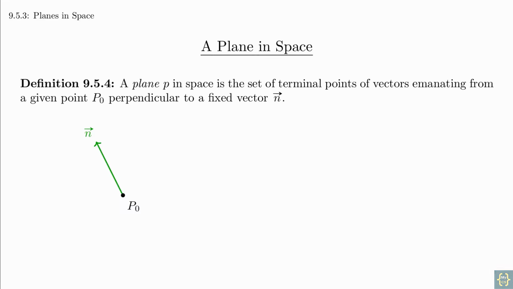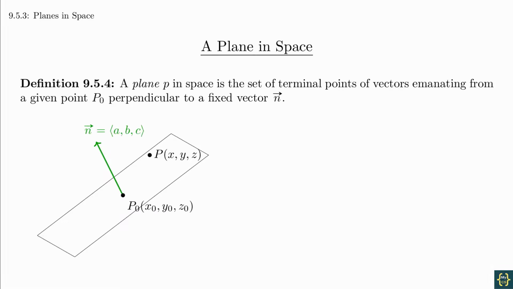Let's think about all the other vectors that emanate from P0 that are perpendicular to n and plot their terminal points. For example, there are a bunch of points in this direction. And we can actually think about this as an entire line of points. We can then imagine rotating this line around the vector n to get another line in a slightly different direction. In fact, we can keep on rotating this all the way around, and as we do this, you can see that a plane is being created.